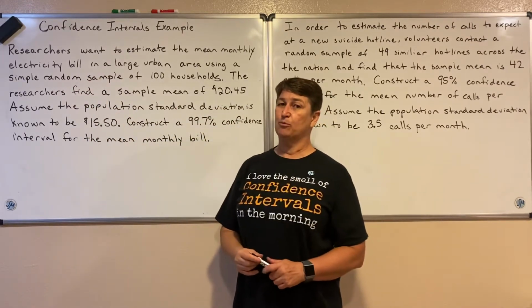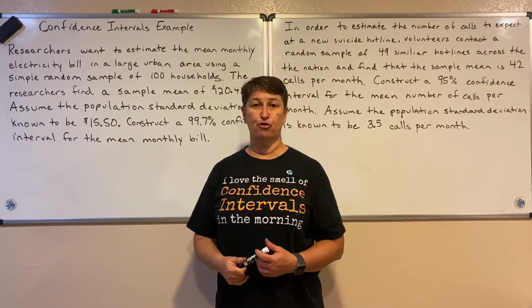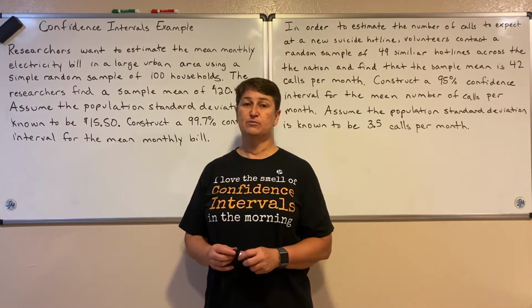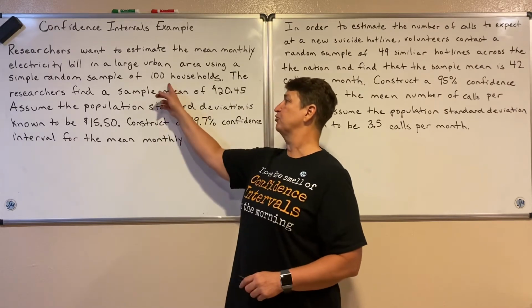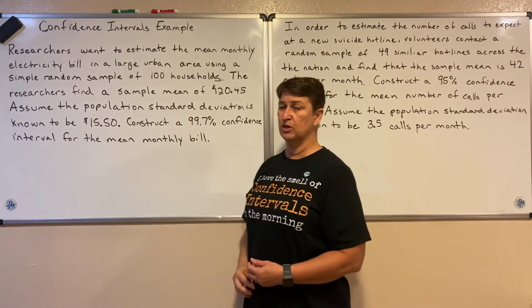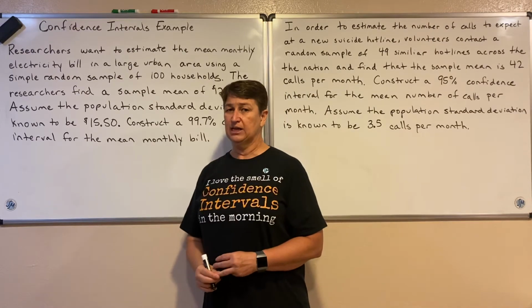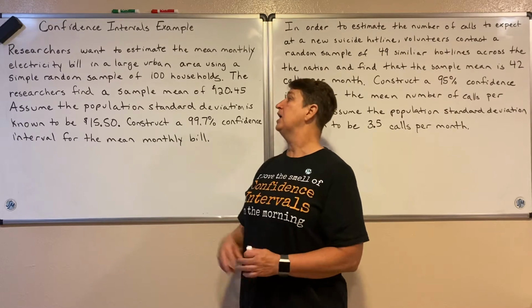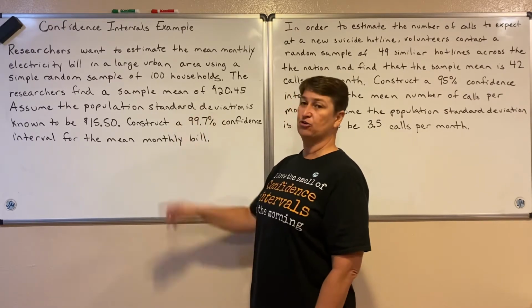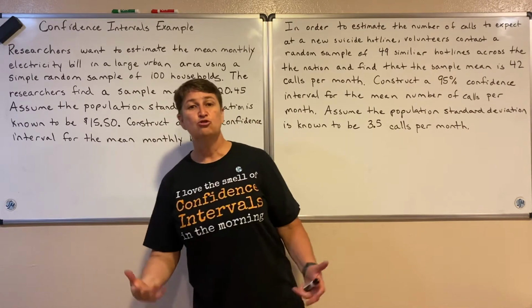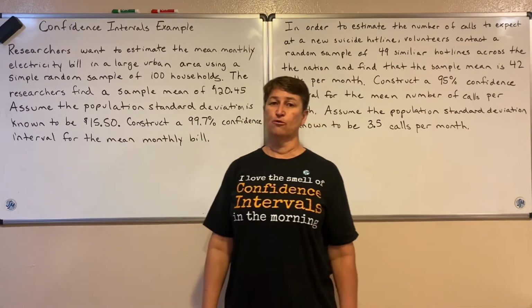Secondly, our sample size has to be at least 30, or the data needs to come from a normally distributed data set. Here, our sample size is at least 30. 100 is at least 30. And then the third requirement is that the population standard deviation is known. And here, our population standard deviation is known to be $15.50. So we can use the normal curve.